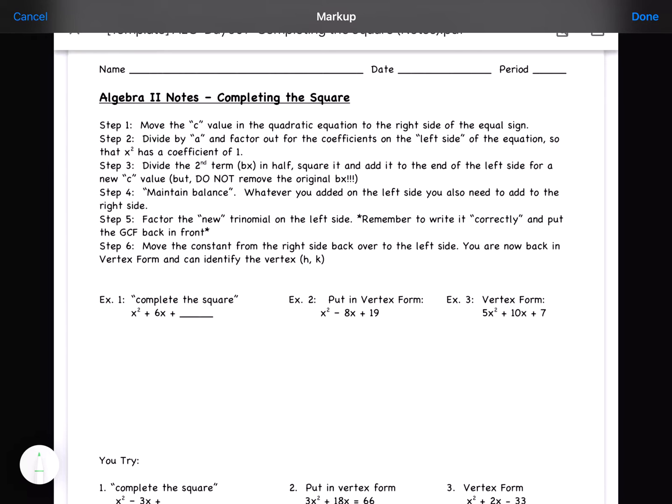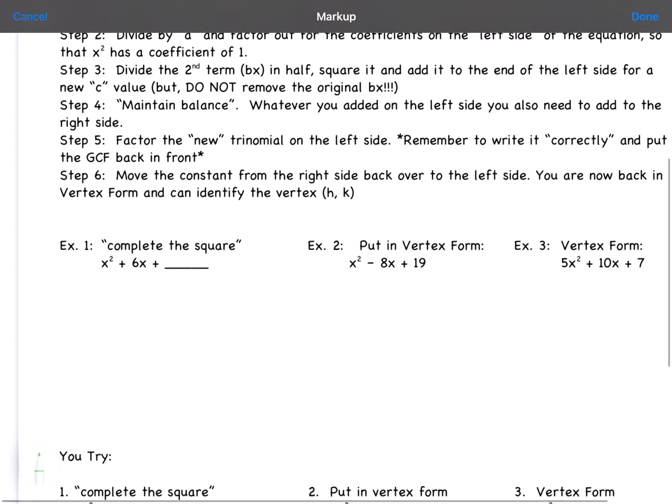If we look at example 1, we want to complete the square. So x squared plus 6x, and we need to fill in what's missing. Basically we're going to follow step 3. So that's 6, and we cut it in half. That leaves us with 3. Then we square that 3, which is 9. So when we complete the square, it's x squared plus 6x plus 9.